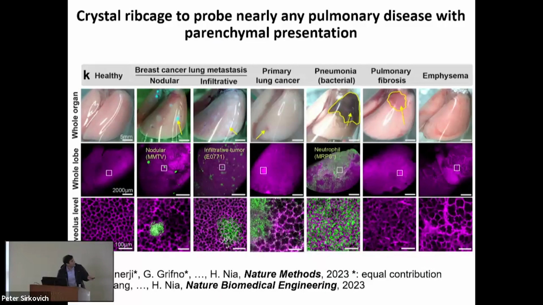So we could demonstrate how crystal ribcage is useful to do a multi-scale analysis of a functioning lung. And this is basically a truly multi-scale analysis from whole organ down to cellular resolution. We could basically demonstrate this for healthy lung, for lung metastasis, primary lung tumor, bacteria, pneumonia, fibrosis, and emphysema. Basically any lung disease that would affect the lung parenchyma.